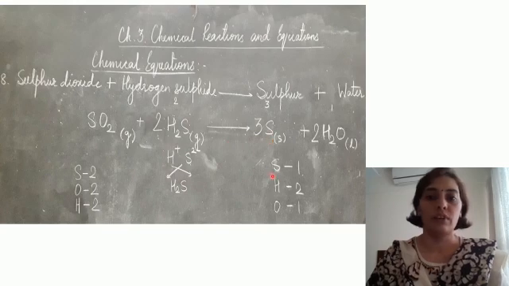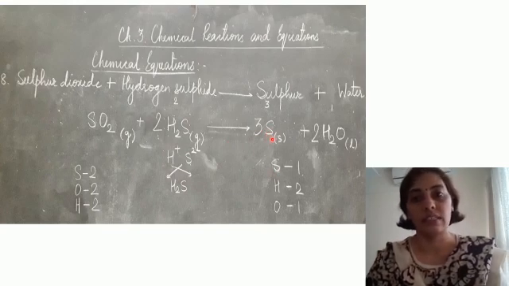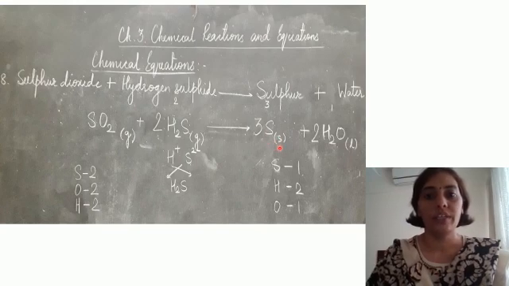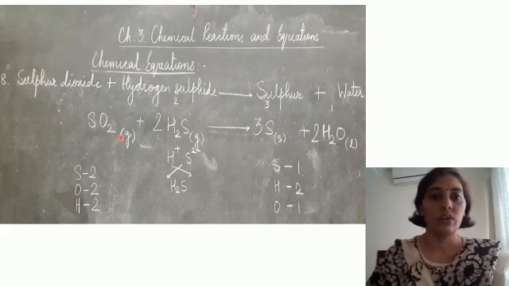And product is sulfur. Molecular formula of sulfur is S. And water, that is H2O. So sulfur, you are getting it in the solid state. And water is going to be liquid. And our two reactants, both are gases. So when sulfur dioxide gas and hydrogen sulfide gas are mixed, you get sulfur and water.